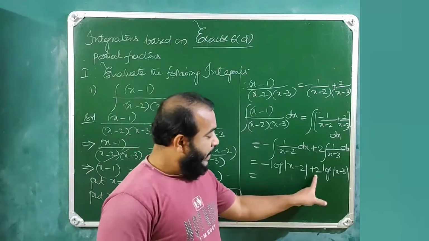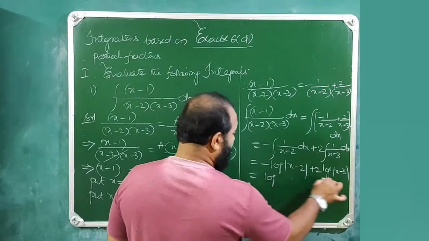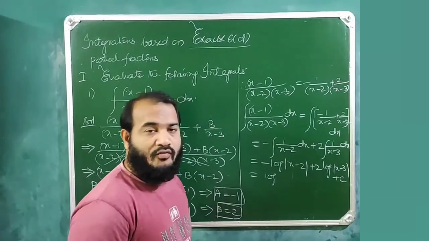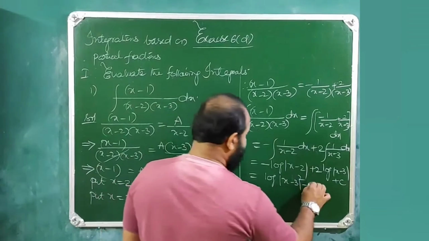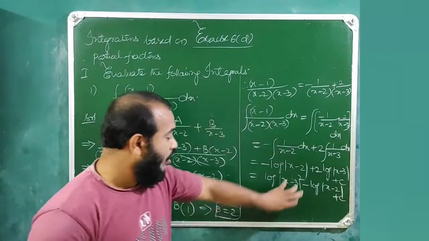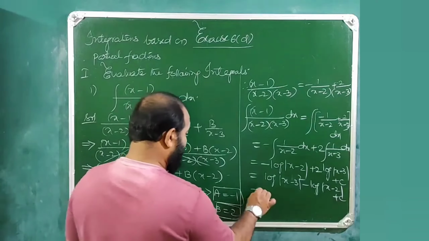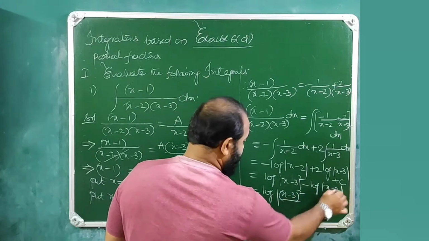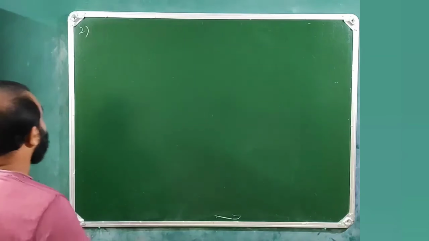So m log a is log a to the power of m. So plus c, constant of integration, will be there. So log of (x minus 3) whole square minus log of (x minus 2) plus c. So this is of the form log a minus log b. What is log a minus log b? Log of a by b. So this is log of (x minus 3) whole square by (x minus 2) plus constant of integration c. Let us see the next question.